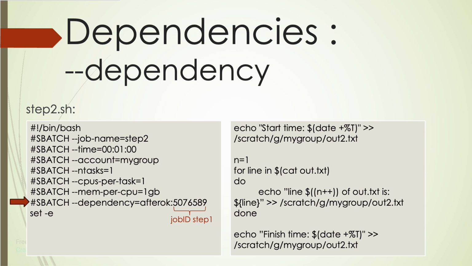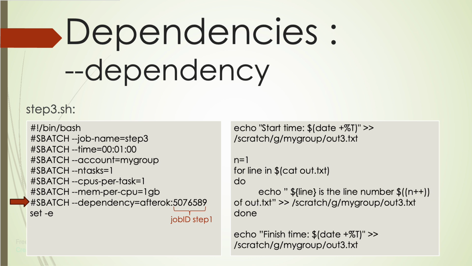As you can see, we have added a dependency line to the header of the file with the job ID of the previous step. Because the type of dependency is after OK, this job will only run if the previous one completed with no error and should be submitted before the previous step finishes running.